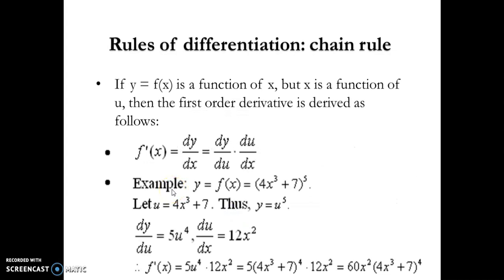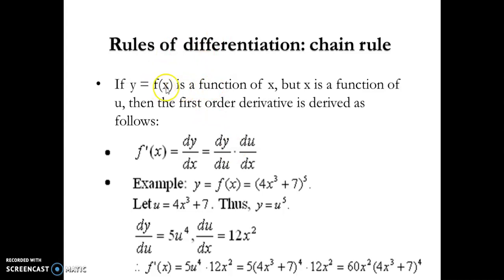The final rule of differentiation is the chain rule. Now, the chain rule states that if y is a function of u, and u is a function of x, then dy by dx is going to be equal to dy by du times du by dx, right? So in order to solve this, we first have to differentiate what is the outer function and multiply it by the derivative of the inner function.